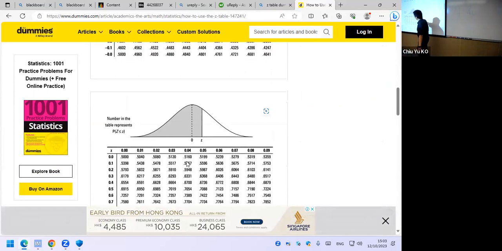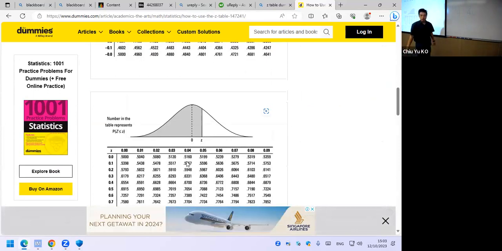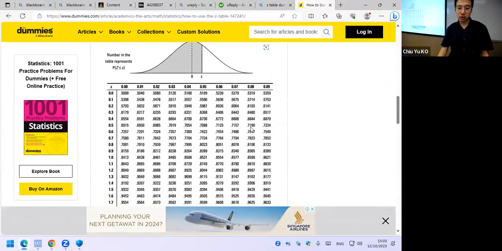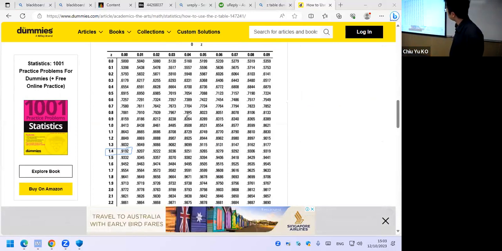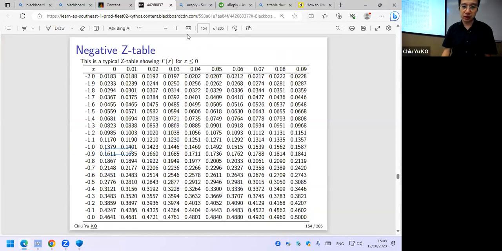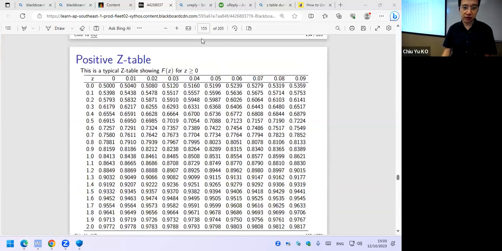To read that, look at this and go down to 1.4. So it's this number here. I don't know whether you can see that clearly. That's why in the updated slide on the web, I just copied it here. This is the negative version. The table is negative. I go to the other one. That's positive. So it's this guy.